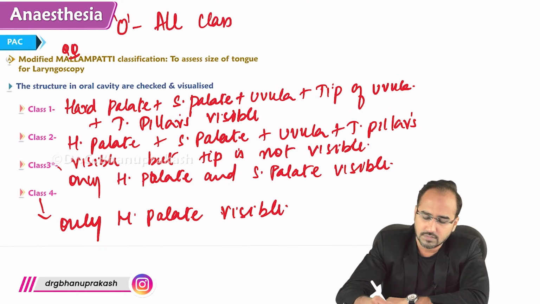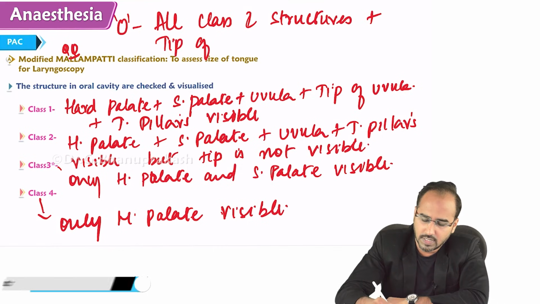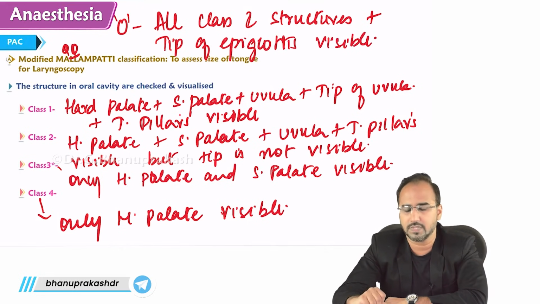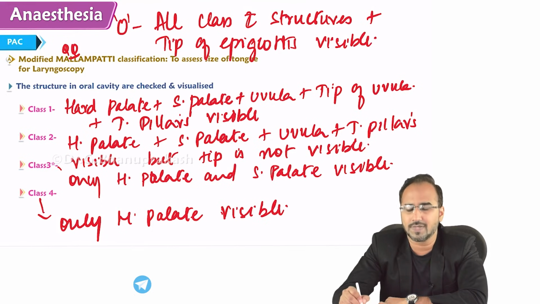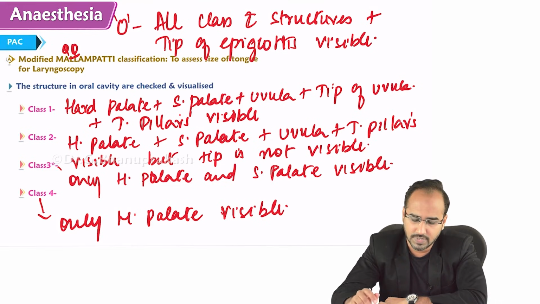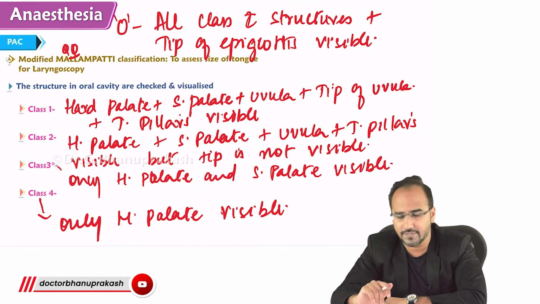All class 1 structures plus tip of epiglottis visible is class 0. It is class 0. So that's regarding what, guys? That's regarding the Mallampati classification.